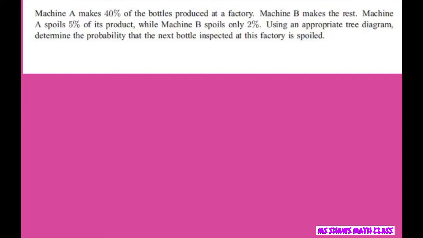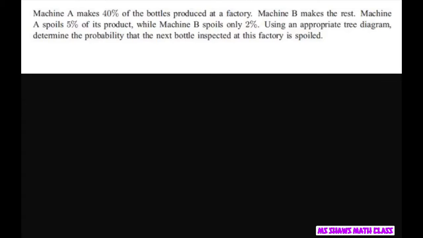Machine A makes 40% of bottles produced at a factory. Machine B makes the rest. Machine A spoils 5% of its product, while Machine B spoils only 2%. We're going to use a tree diagram to determine the probability that the next bottle inspected at this factory is going to be spoiled. So let's get started on it.